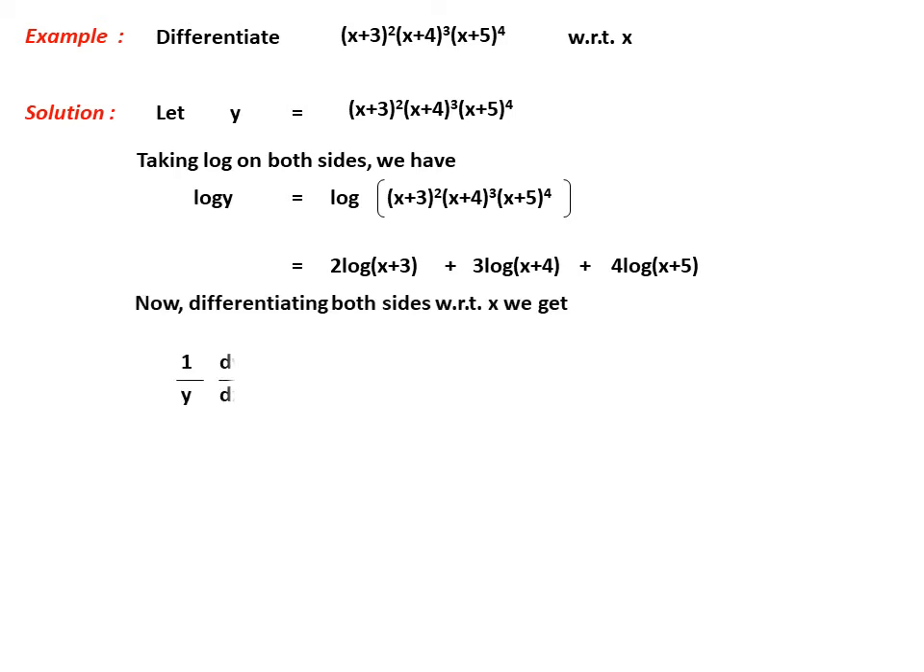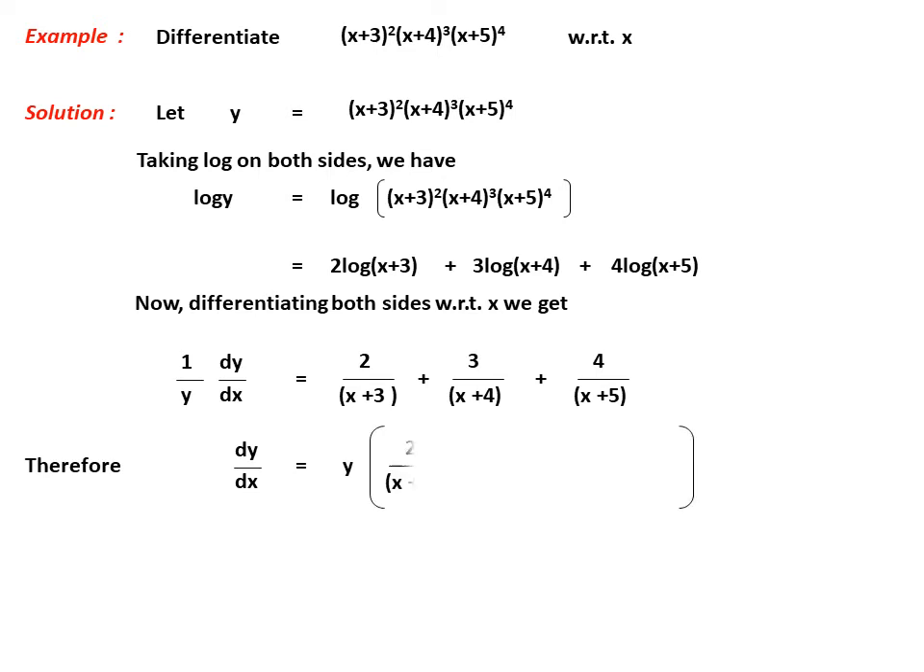Then differentiating both sides, 1 by y dy by dx equal to 2 by x plus 3, because differentiation of log (x plus 3) is 1 by x plus 3. Differentiation of log (x plus 4) is 1 by x plus 4. And differentiation of log (x plus 5) is 1 by x plus 5. 2, 3, 4 are constants. Now what is the last step? The only thing is y should be taken to the right side. Therefore dy by dx will be equal to y into 2 by x plus 3 plus 3 by x plus 4 plus 4 by x plus 5.